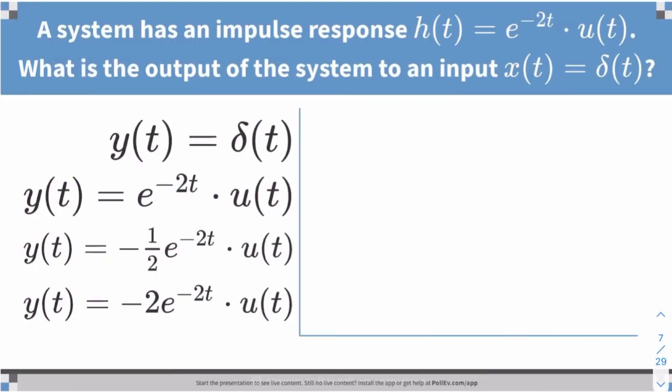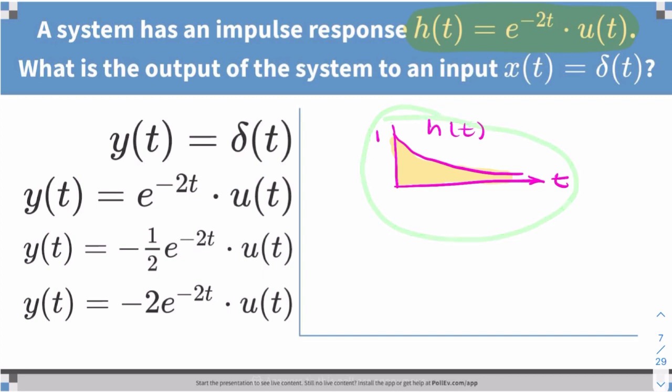Take this as an example. A system has an impulse response given as e to the power minus 2t times u of t. So the impulse response is a decaying exponential. Okay, so this is h of t. What does that mean? It means that if you were to apply a unit impulse to the input of a system, this is what you would get at the other end. This is the output you'd get.